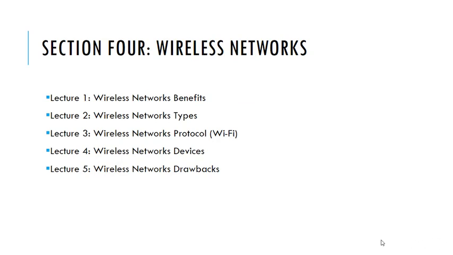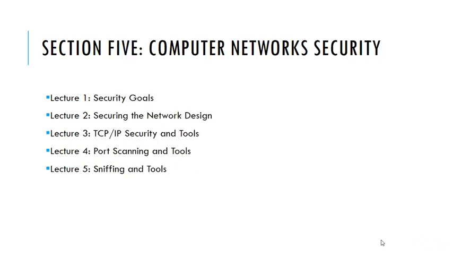Section 4 shows the wireless network's benefits and why we go wireless sometimes. Lecture 2 shows the wireless network's types. Lecture 3 shows the wireless network protocol, the famous protocol of Wi-Fi. Lecture 4 shows the wireless network's devices and mainly the access point, its features and how it is embedded inside the wired infrastructure. Lecture 5 shows the drawbacks and the disadvantages of going wireless inside the network.